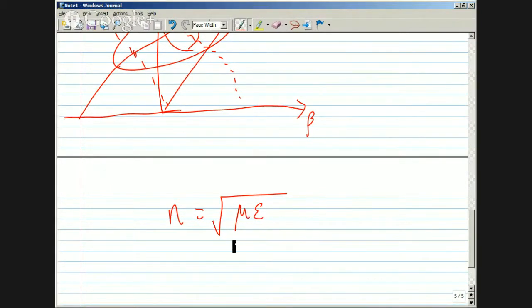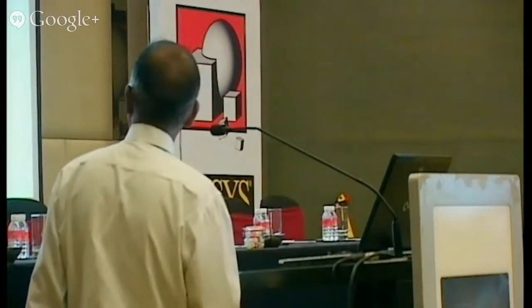If both are positive or both are negative, still the product is positive, so you get the real value in both these domains. So that's the way they came out with this kind of concept, double negative materials. And this is Veselago's approach.